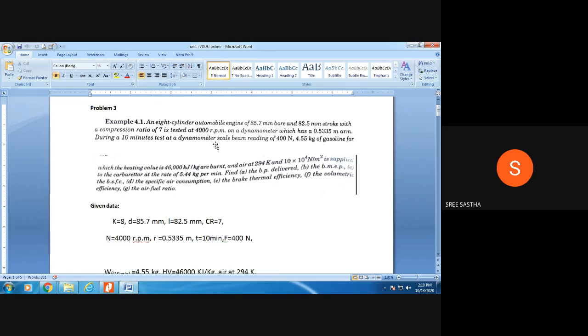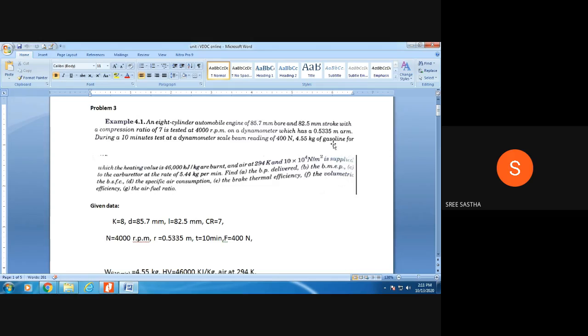So the engine speed is 4000 rpm, and we are doing the test on a dynamometer. It has an arm with a radius of 0.5335 meter, which is used to find the torque. I am testing my engine on a dynamometer. During the 10 minute test, my scale beam reading is 400 newton. 400 newton is the force.